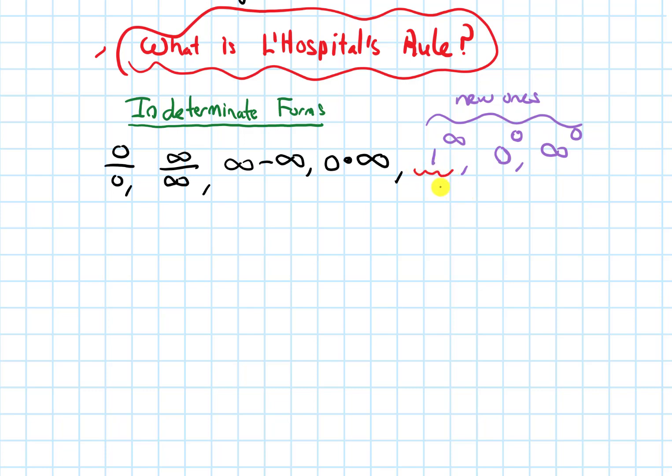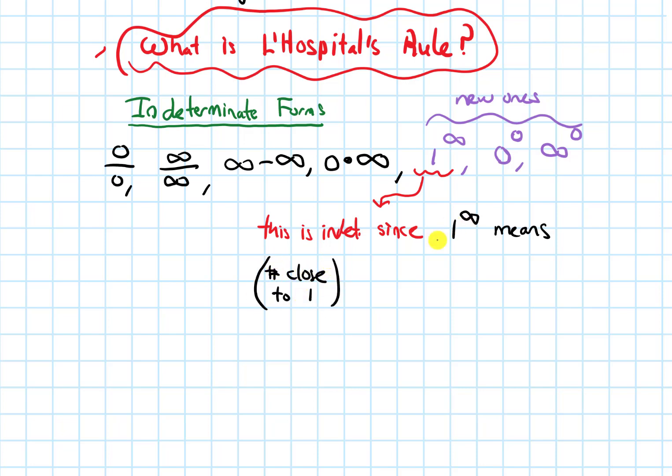So for example, 1 to the infinity is indeterminate since when I see 1 to the infinity, this actually means we have a number that's close to 1, because we're going to be taking a limit, and then the exponent is getting huge. So the exponent is a huge number. There are sort of two conflicting things that happen when I have a number that's close to 1 as the base, and then a huge number in the exponent.